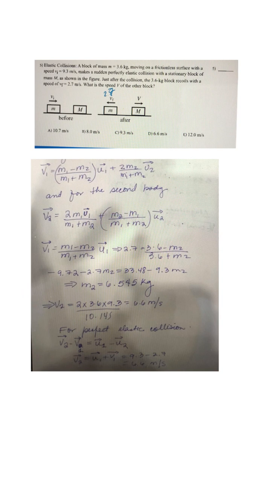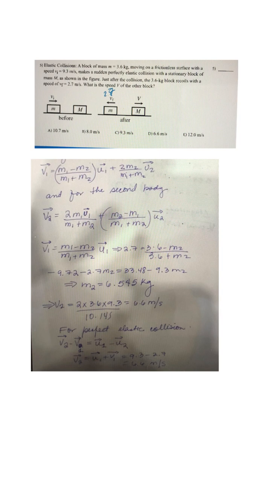So in the case of the perfectly elastic collision, the velocity after the collision for the first body is v1 equals (m1 minus m2) over (m1 plus m2) times u1, plus 2m2 over (m1 plus m2) times u2. And for the second body, it's going to be v2 equals 2m1 u1 over (m1 plus m2), plus (m2 minus m1) over (m1 plus m2) times u2.